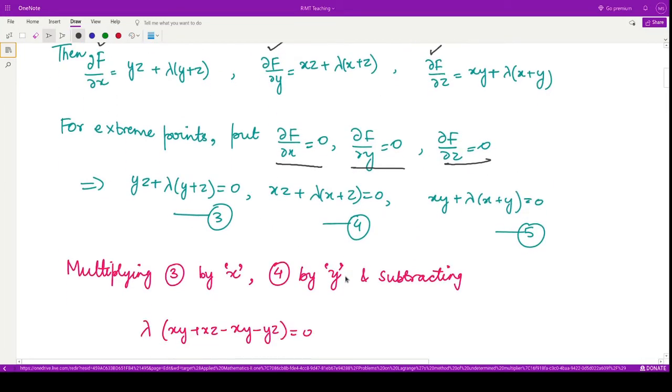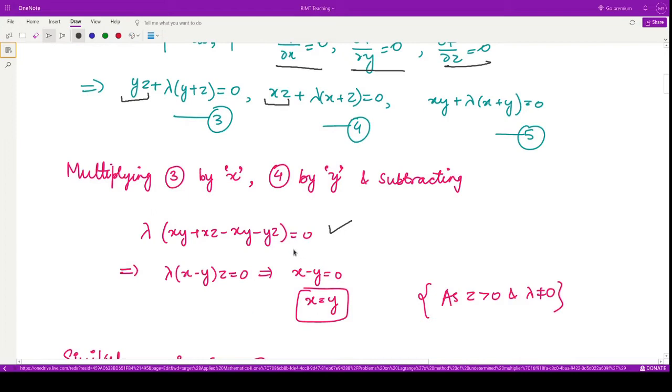So what we have to do, we have to eliminate and find out the values of x, y, z and lambda corresponding to these 4 equations. So what we do, we multiply equation 3 by x and equation 4 by y. So you see, here you will have xyz and here also you will have xyz. So you have this expression, and when you subtract them, this expression cancels with this one. So what you have, lambda times xy plus xz minus xy minus yz.